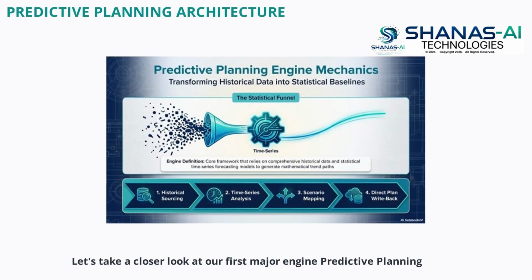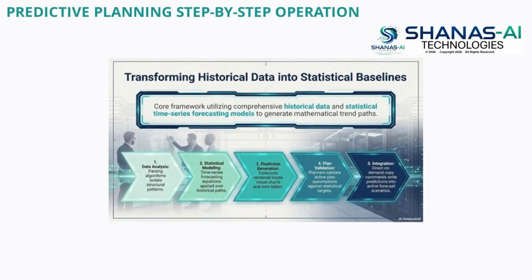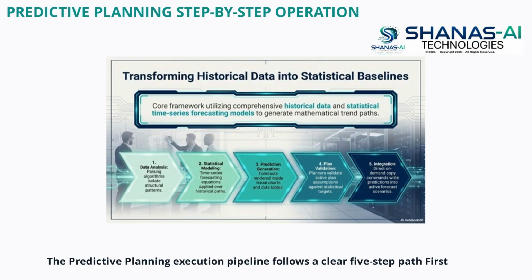Let's take a closer look at our first major engine, predictive planning. This core feature parses historical data using time series forecasting algorithms to generate clear statistical projections. Instead of relying on simple year-over-year additions, it maps out a clear processing pipeline. The system extracts historical records, applies time series equations, generates baseline scenarios, and lets users write those values directly back into active corporate forecasts. The predictive planning execution pipeline follows a clear 5-step path.